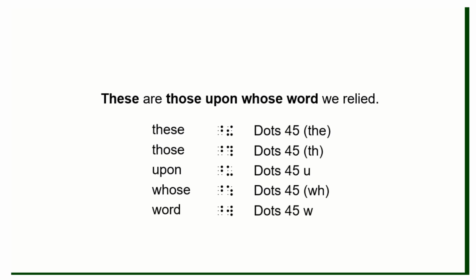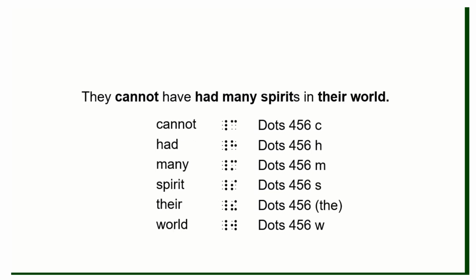These are those upon whose word we relied. So to pay attention to the first cell, we're now switching over to the dots 4, 5. So these is dots 4, 5, the, those, dots 4, 5, th, upon, dots 4, 5, u, whose, dots 4, 5, wh, word, dots 4, 5, w.